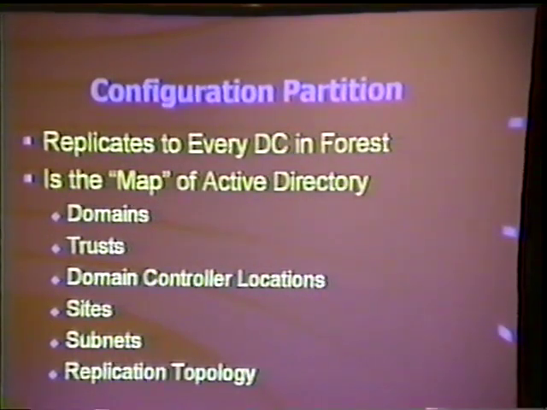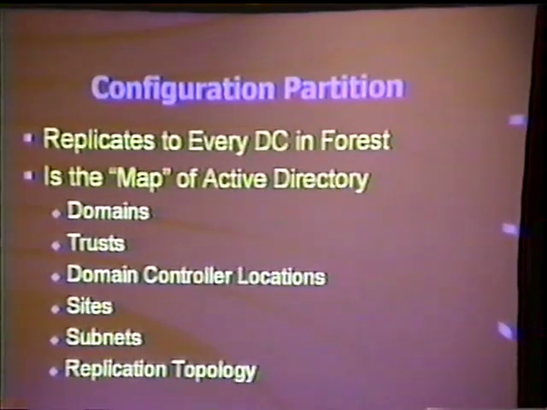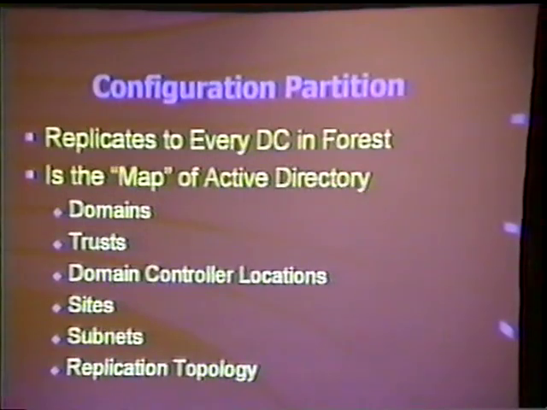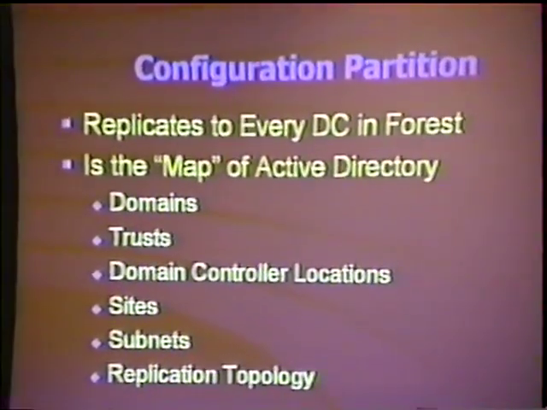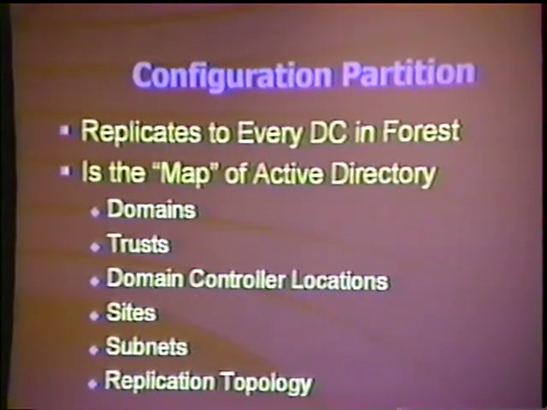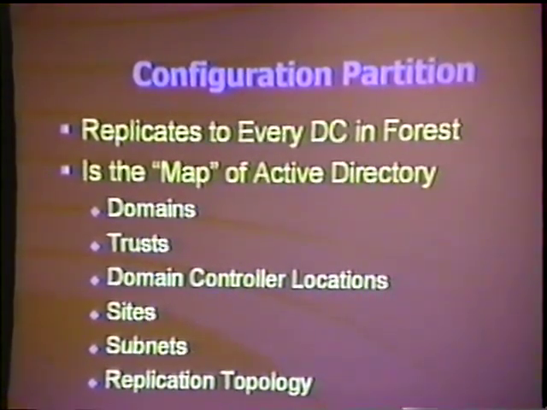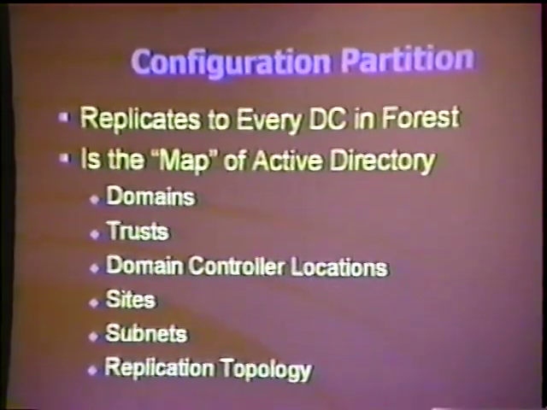The configuration partition replicates to every domain controller in your forest. When you establish a forest, when you first build Active Directory, one of the partitions that is going to be common to every domain controller you create is the configuration partition. It is essentially the map of Active Directory. It is the container or the piece of Active Directory that contains domain information, which domains exist in your forest. Trust relationship information: which trusts exist via normal transitive trusts being created as part of the AD installation process, what shortcut trusts have been created, what external trusts have been created.